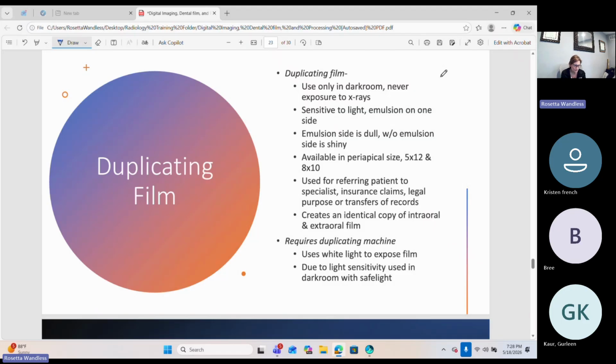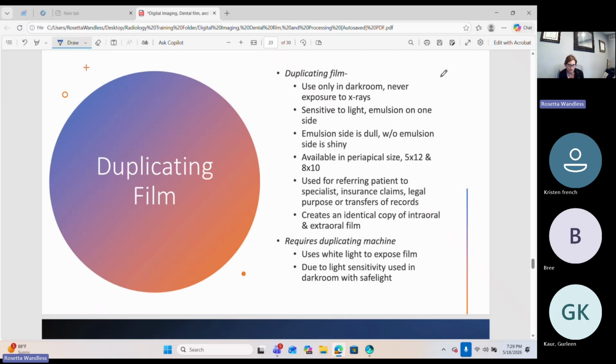What do we use this for? Duplicating to send when we refer patients to a specialist, if we're sending it to insurance, if we need it for, God forbid, legal purposes, or transfer of records. That's the reason why we would duplicate originals. We never send the original, we send the copy. It's just creating an identical copy.